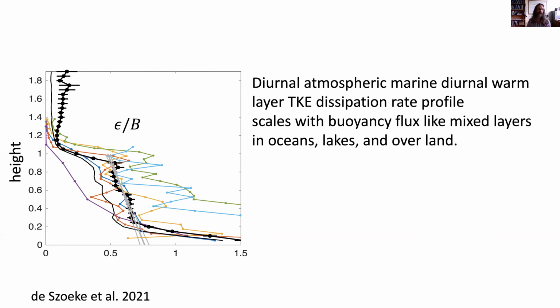And when we analyze all of the turbulence data, we can compute dissipations, and these are dissipations scaled by buoyancy flux. And the scaling by buoyancy flux agrees with a lot of geophysical flows and mixed layers in oceans, lakes, and over land, in Minnesota wheat fields, for example. So that was reassuring.